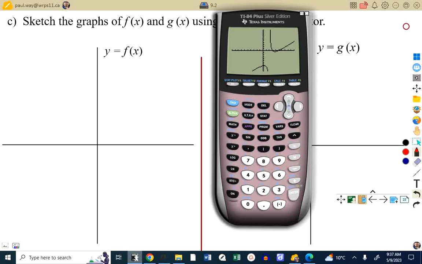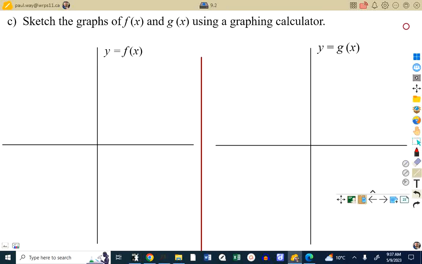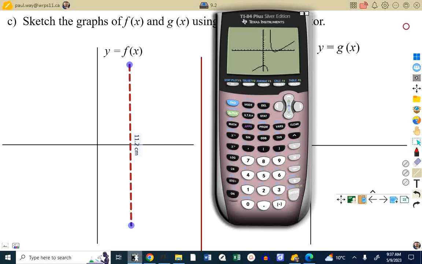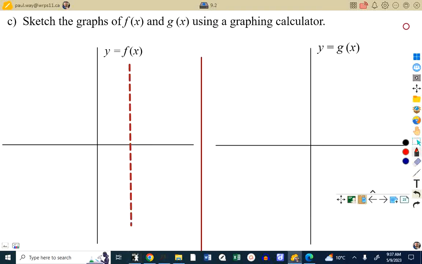There are two kind of pieces to this function. Let's put in the fact that we have a non-permissible value, first of all, at 2. And you can even see when you look at the graph, everybody, that there is a vertical asymptote at 2. The graph has a curve to it that is going up here against the asymptote and down here against the asymptote.